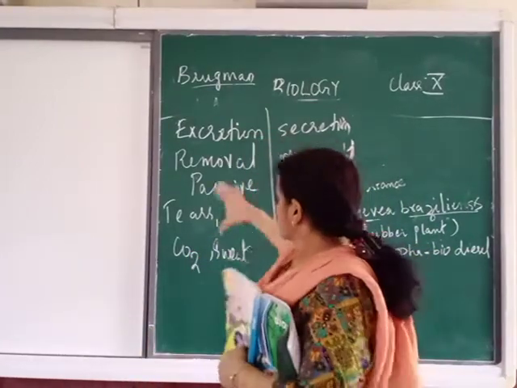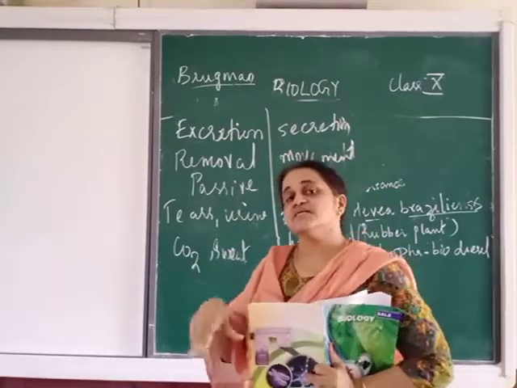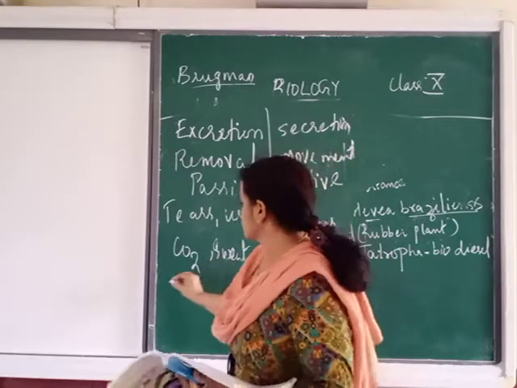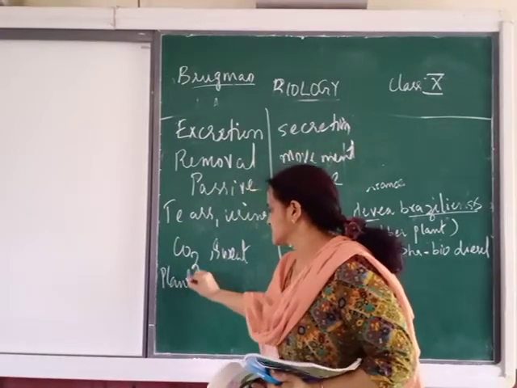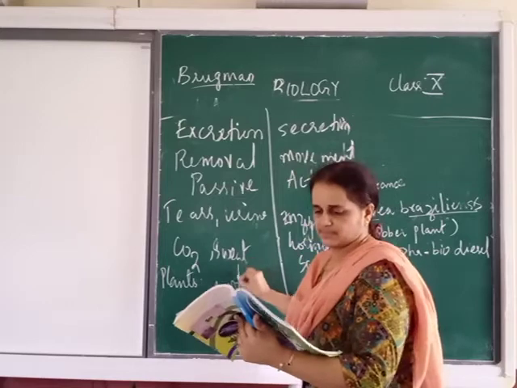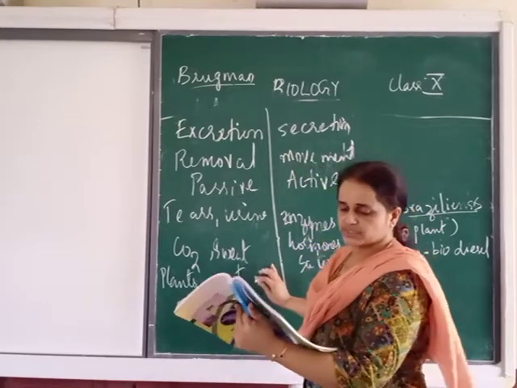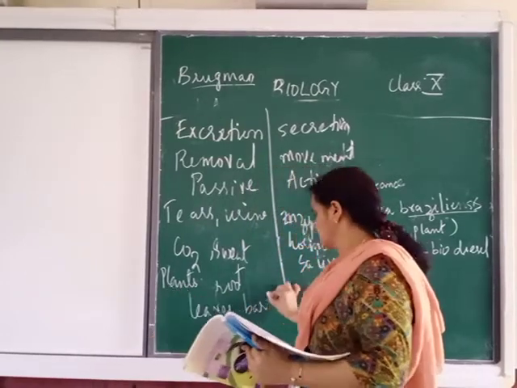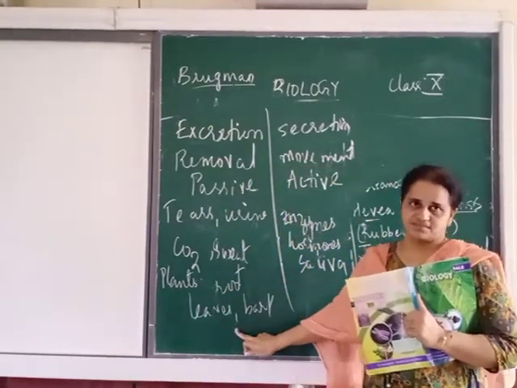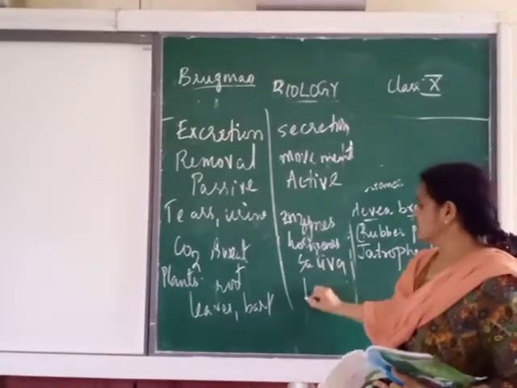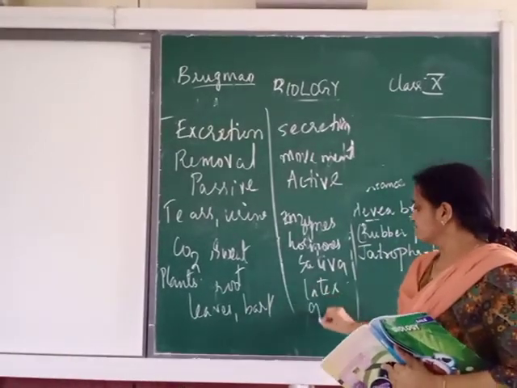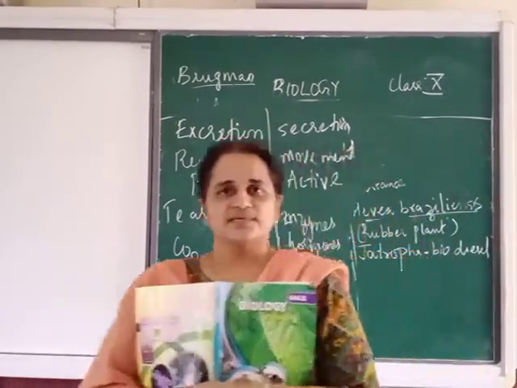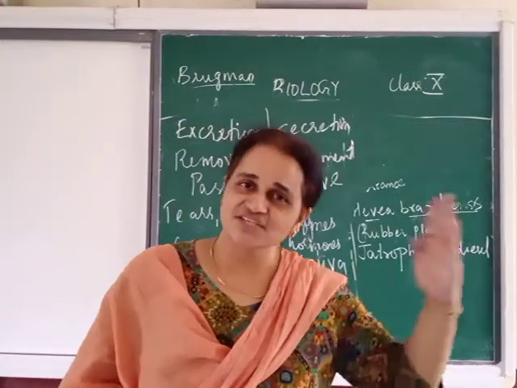So this is about animals. In plants also some things are excreted and some things are secreted. What are those? In plants, what are the things which are excreted? Substances excreted from the root, then falling of leaves, bark. This is excretion. Then what is secretion? Secretion is latex, gum, all that. That is secretion. So did you get the difference between excretion and secretion?